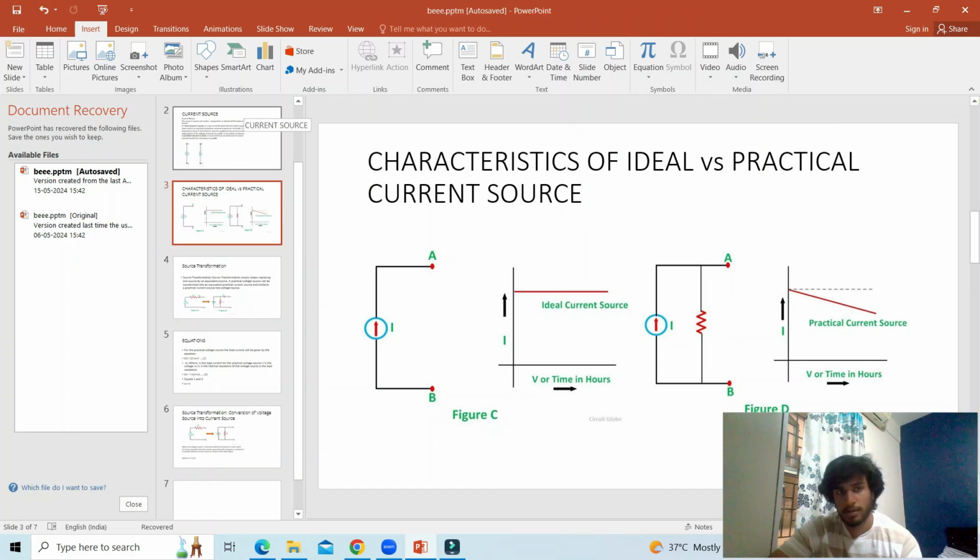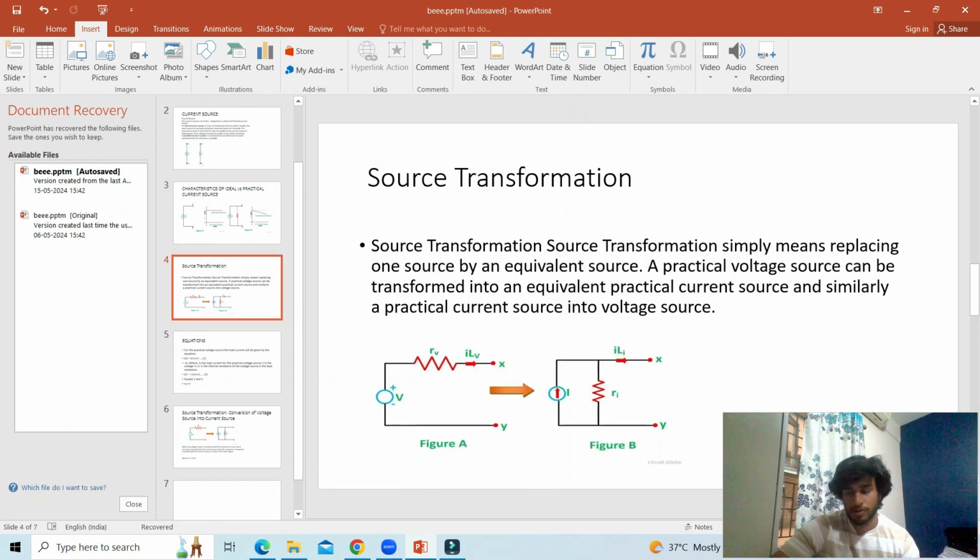As you can see, there is a drop in the current in the practical current source due to the internal resistance, and for an ideal current source, the current is independent of the voltage. Whereas in the case of the practical current source, it is not. There will be a drop in the current due to the internal resistance which is connected in parallel with the current source.